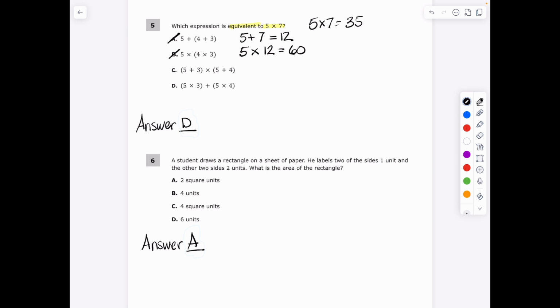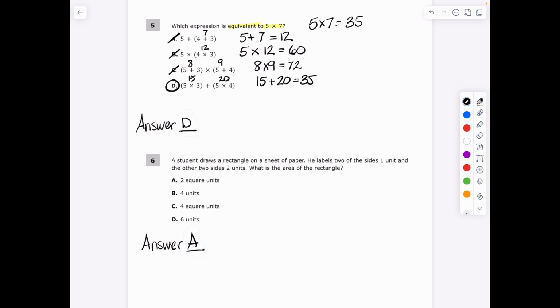So notice in here, I'm always doing the parentheses first. So in C, I have 2 sets of parentheses. I have 5 plus 3, which is 8, and 5 plus 4, which is 9. So I have 8 times 9, which is 72. That is also not equal to 35. And the last one, 5 times 3 is 15, and 5 times 4 is 20. So here I have 15 plus 20, which is 35. And that's why D is the correct answer.